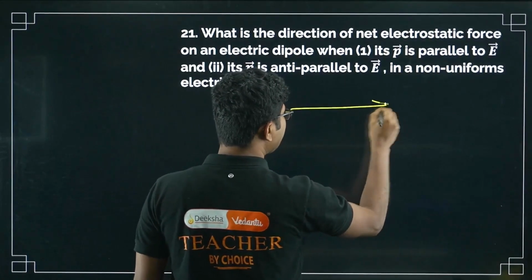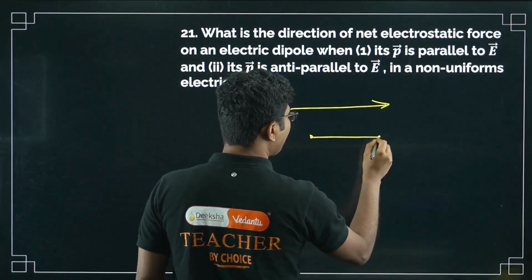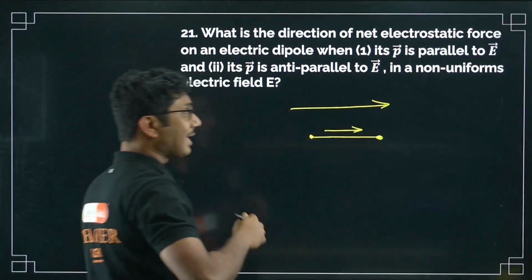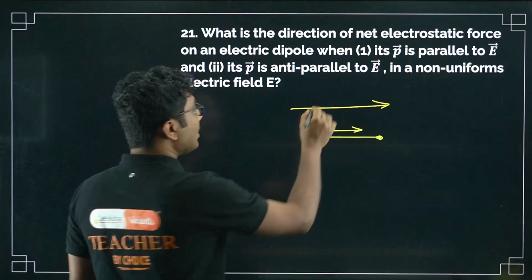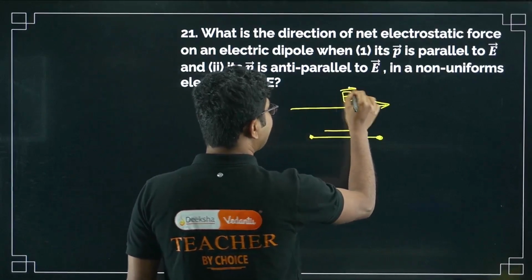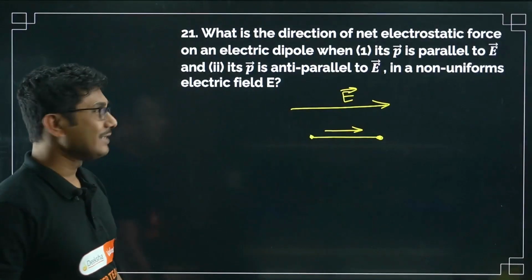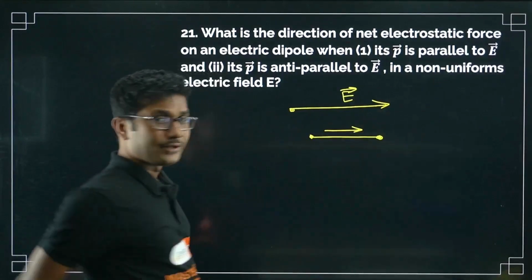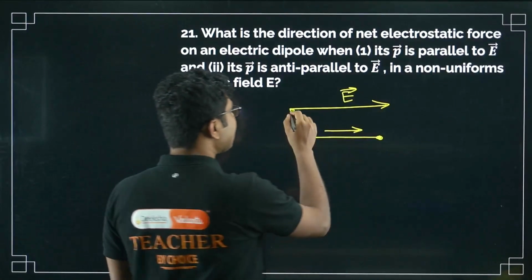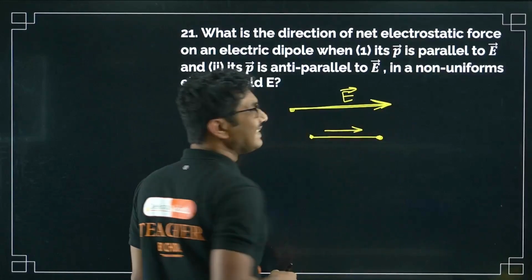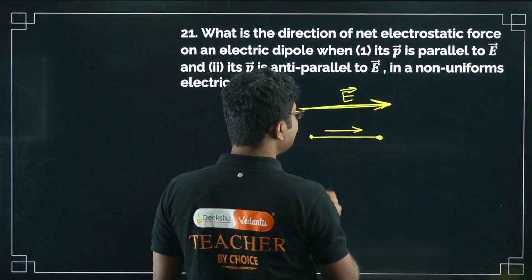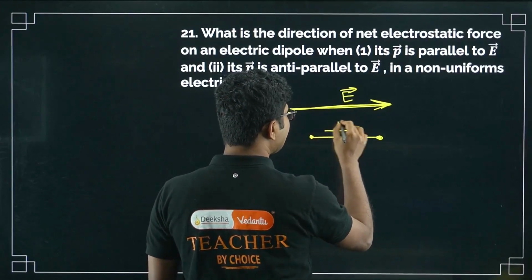So suppose this is the electric field, and this is a dipole. The dipole moment is in the same direction as the electric field. The electric field is generally in the direction of increasing electric field, right? So the electric field is small here, and higher here, so that's why it is moving in this direction. This arrow represents the direction in which the electric field is increasing. Now, what is the direction of P?